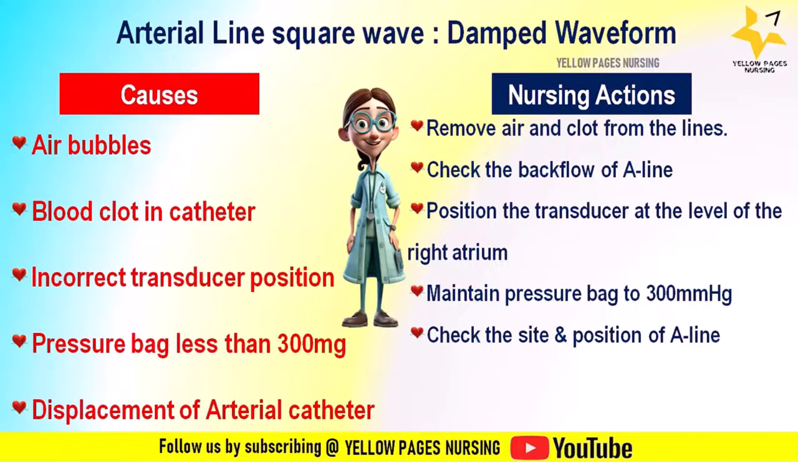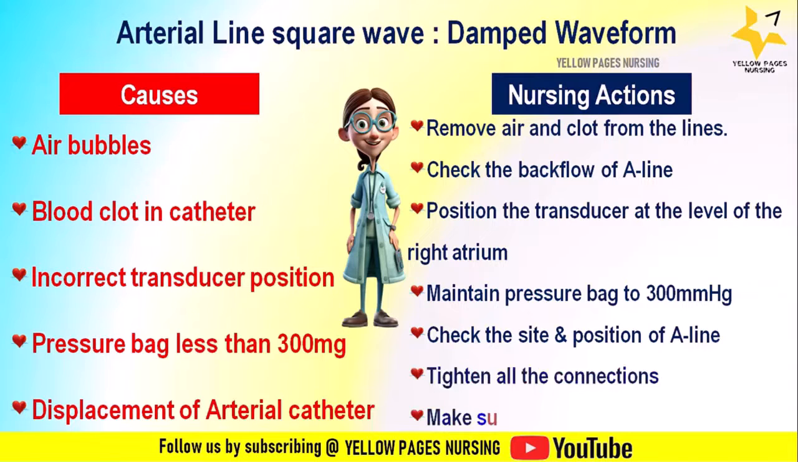Tighten all the connections. Make sure the stopcock positions are correct. After doing all this, if the square wave is followed by 1 or 2 oscillations in the presence of the dicrotic notch, this indicates the arterial line is functioning properly. If there are no oscillations or if there are more than 2 oscillations, then inform the physician. One important point to be noted is, depending upon the site of the arterial catheter, the waveform also differs.